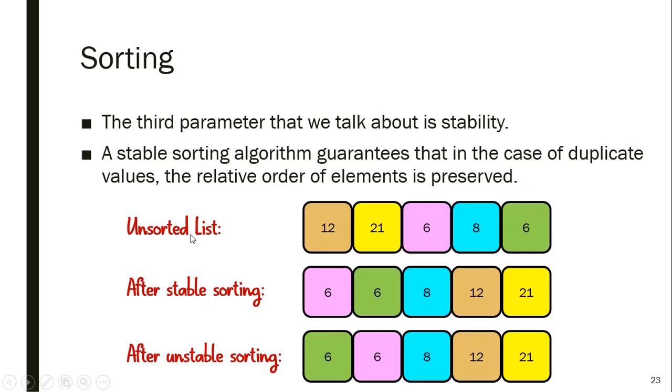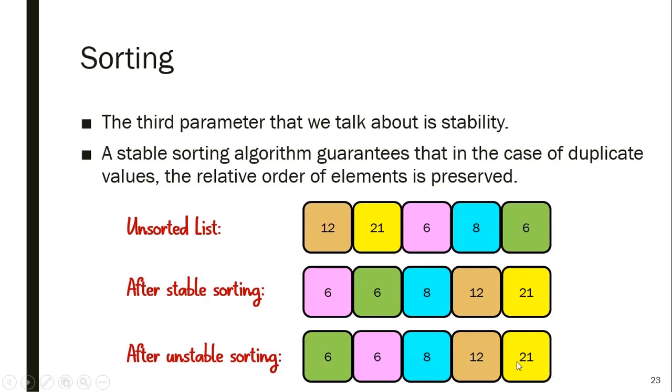So when we do stable sorting, it will sort the values in the order 6, 6, 8, 12 and 21. These are all sorted, but you see the relative order between these two 6s is preserved. The one with the purple in the original list was before the one with the green background, and the same is the case here.